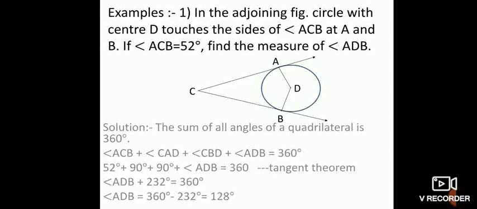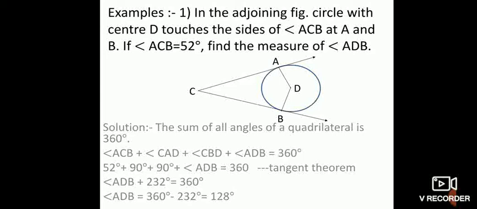In the example, we have given angle ACB is equal to 52 degrees, as well as angle CAD and angle CBD are right angles according to the converse of the tangent theorem. Then putting the values of angle CAD, angle CBD and angle ACB, we can write 52 degrees plus 90 degrees plus 90 degrees plus angle ADB is equal to 360 degrees.